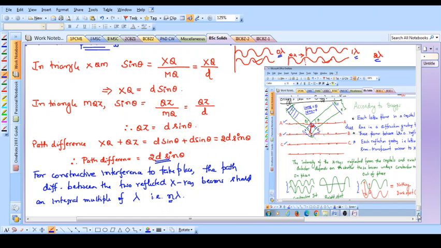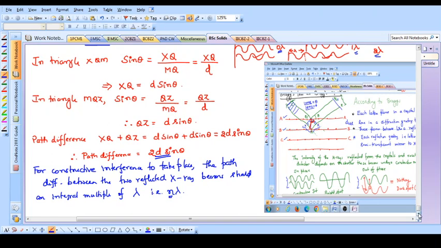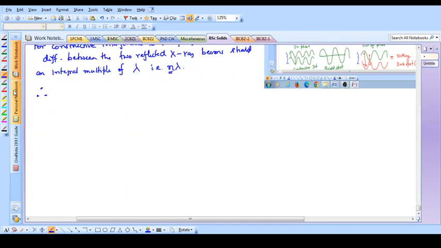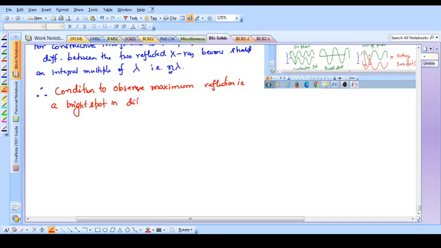So let us write, therefore, the condition to observe maximum reflection, that is a bright spot in the diffraction pattern, is n lambda should be equal to 2d sin theta.